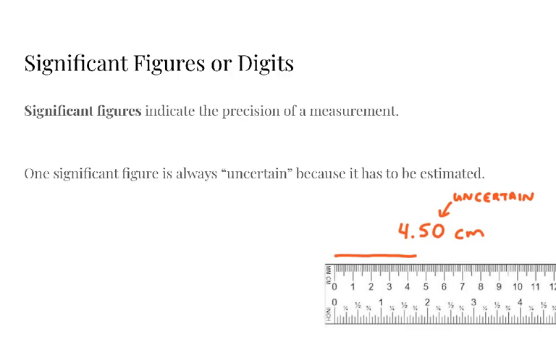Perhaps it's 4.51. Maybe my measurement should be 4.49. 4.50 is my best guess given the instrument that I have. The measurement 4.50 centimeters has 3 significant figures. Significant figures are important because it lets someone know how precisely something was measured, and also the margin of error, in this case, plus or minus 0.01 centimeters.